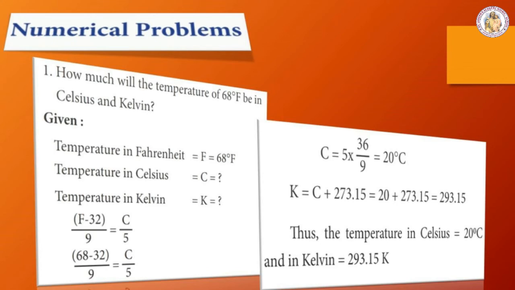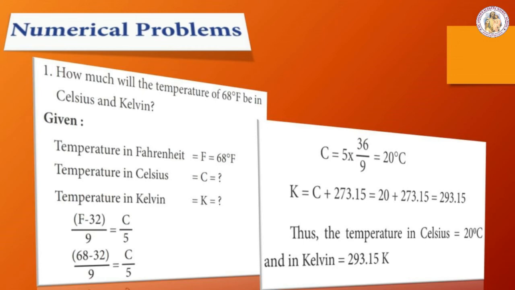Numerical problems. How much will the temperature of 68 degrees Fahrenheit be in Celsius and Kelvin? So here the Fahrenheit scale value is given. So we need to find out the temperature in Celsius scale and the temperature in Kelvin scale. The relation between the Celsius and Fahrenheit is F minus 32 by 9 is equal to C by 5. What is the Fahrenheit value? It is 68. So substitute the 68 in the place of F. So 68 minus 32 by 9 is equal to C by 5.